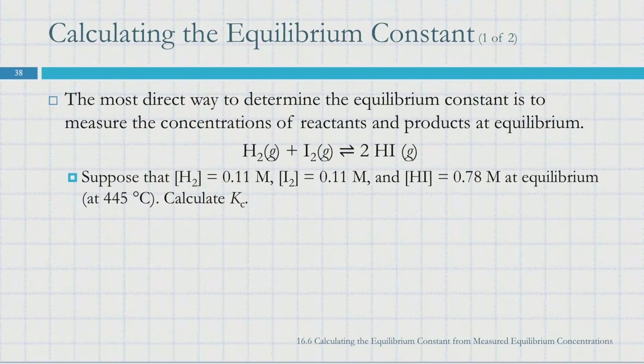There's instances where we'll want to calculate an equilibrium constant. The easiest way, math-wise, for us to calculate an equilibrium constant is to measure the concentration of everything at equilibrium, so reactants and products. So for this reaction with hydrogen and iodine to form HI, if we know the concentrations at equilibrium, because they're given to us, we can calculate Kc pretty quickly.